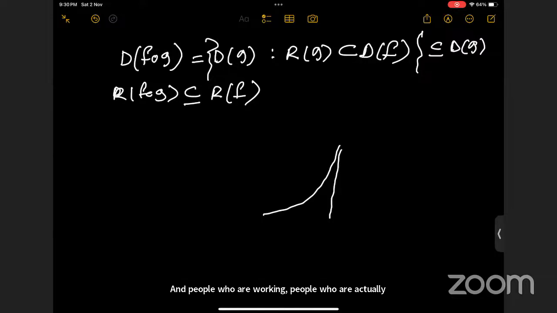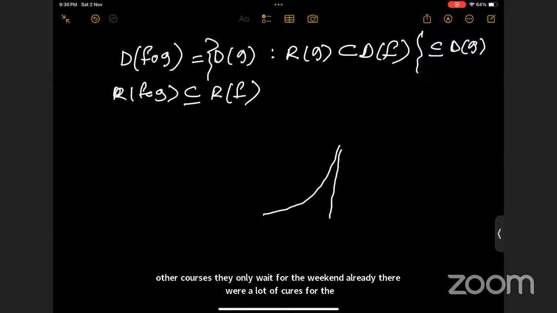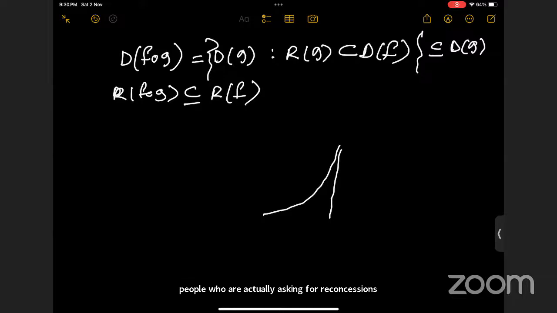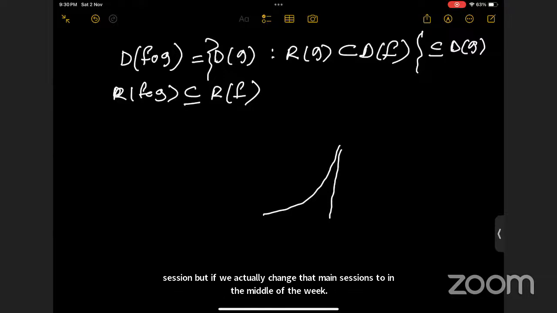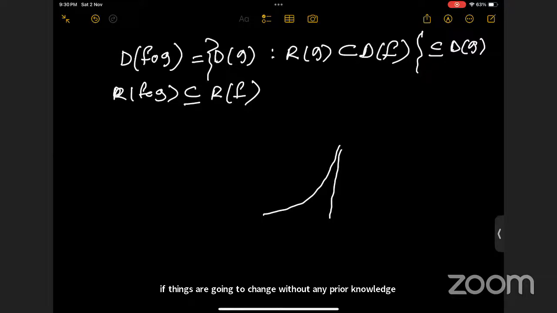Okay. And people who are working, people who are actually doing other courses, they only wait for the weekend. Already there are quite a lot of queues for the people asking for more weekend sessions. But if we change the main sessions to the middle of the week, and things change without any prior knowledge, then we won't be able to keep track of how things happen.